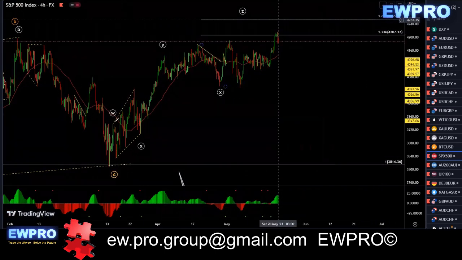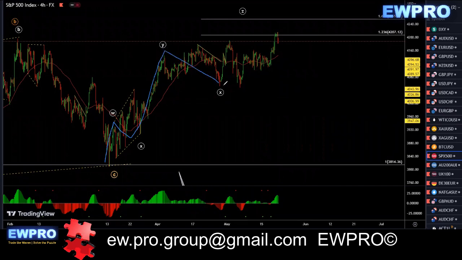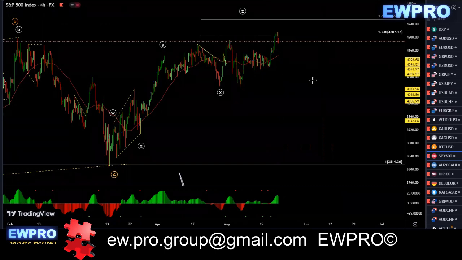We got that WXY, X2, we got that Z up. Had a nice impulse down. Now we're getting 3 up in here, so as a larger correction. This is starting to look quite good.